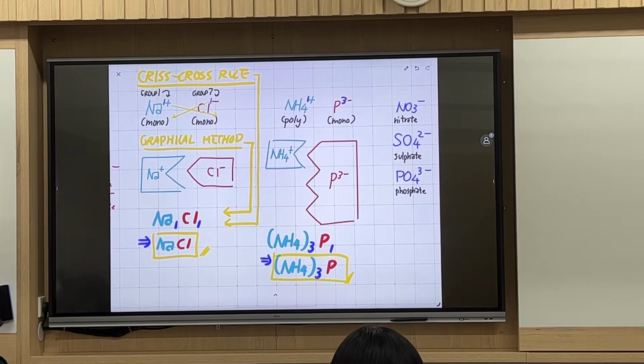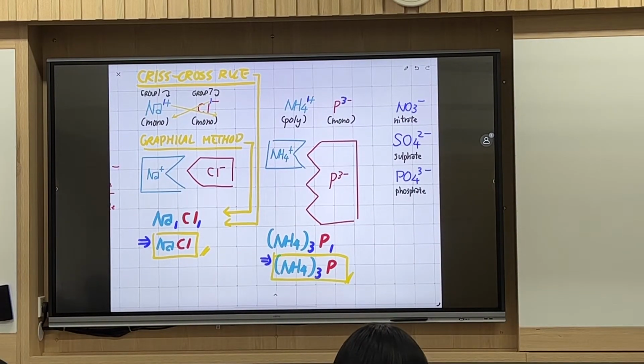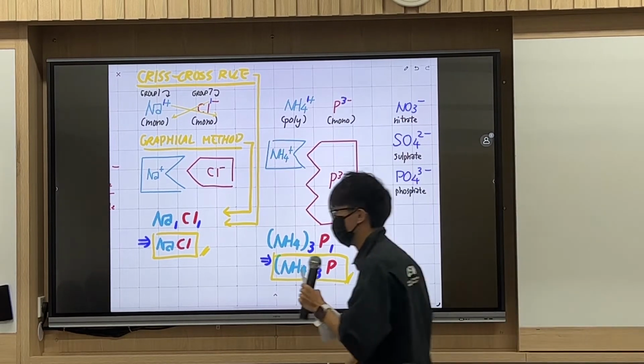For example, calcium oxide, you need to pick up the group number of calcium, which is group 2. Group 2 means 2 plus. Oxide means it's group 6, so it's 2 minus.